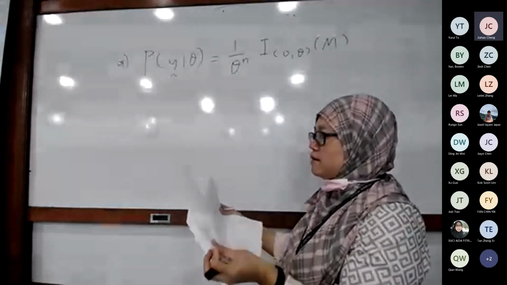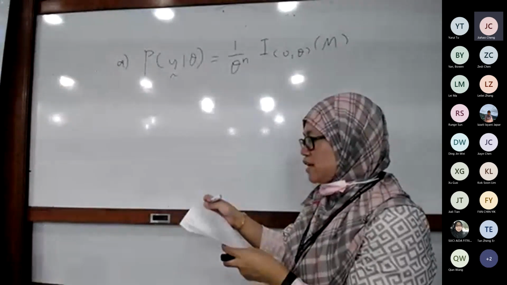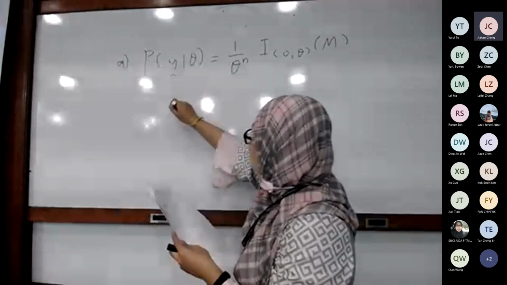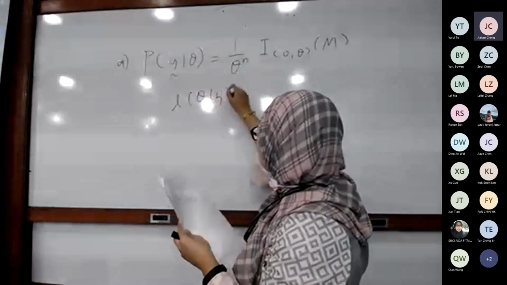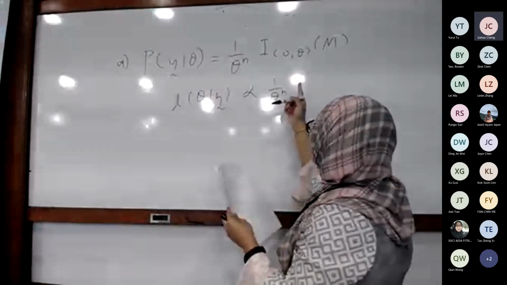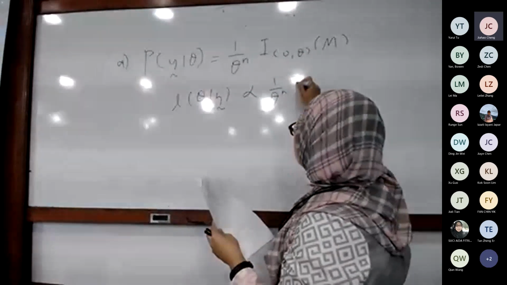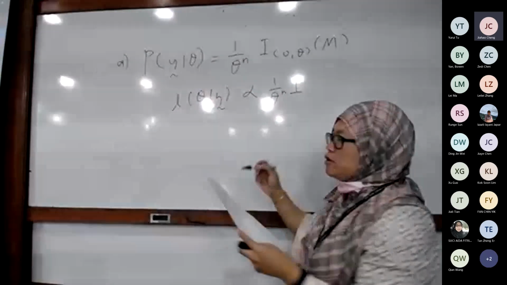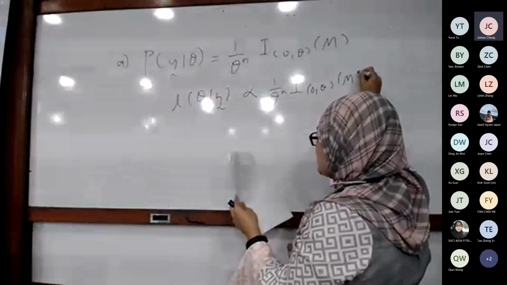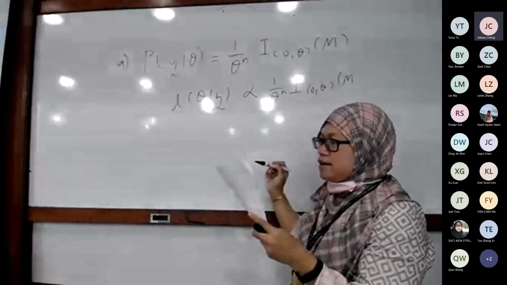And then for B, because you want to show that it's a Pareto, this is your likelihood. If you put in the likelihood, it will be proportional to this function. Because your theta is inside the limit, you cannot get rid of this indicator function. I think this is the part where you had a problem, because this indicator function must be inside the limit.